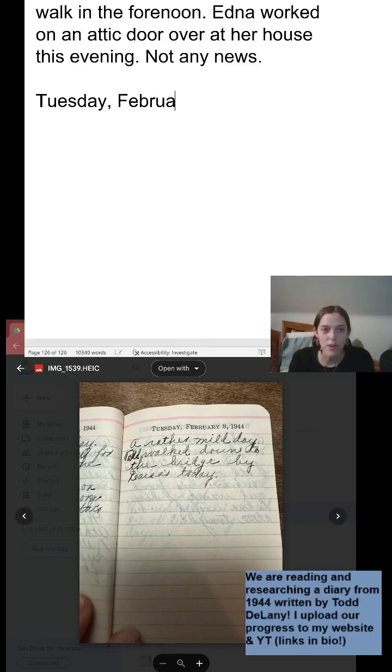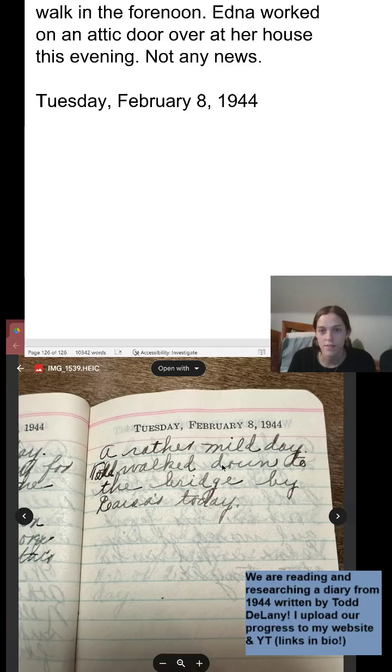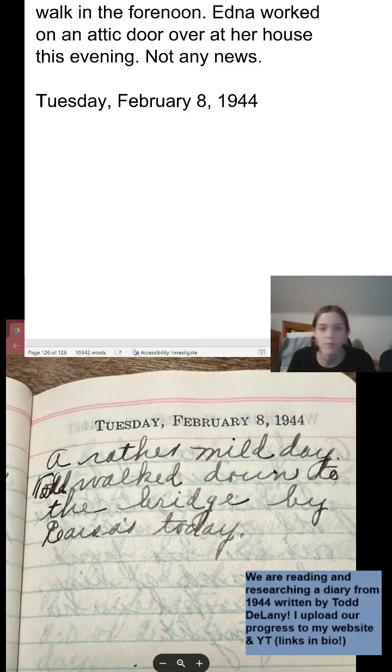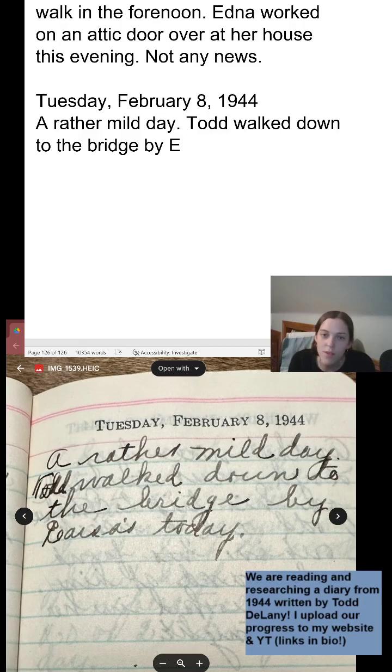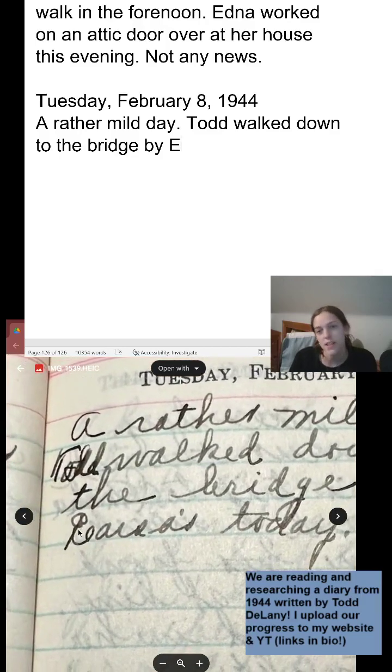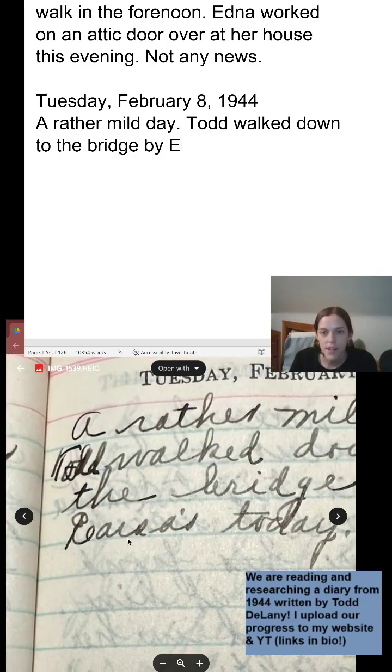Okay, so Tuesday, February 8th. Okay, I can zoom in on this one a little bit. It's actually really helpful to have the iPad here, though, because it's nice and big. So, a rather mild day. Todd walked down to the bridge by, what does that say? I almost wrote Edna automatically, but I don't know what that says. E. Does that say Edna? No, it doesn't.